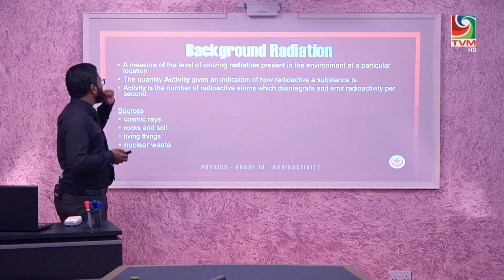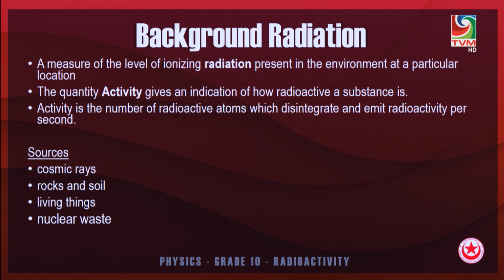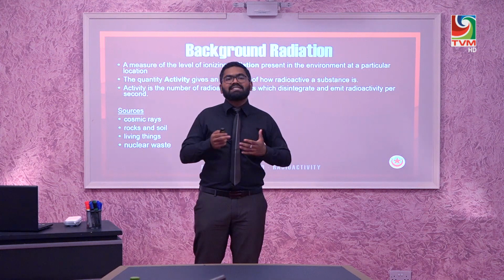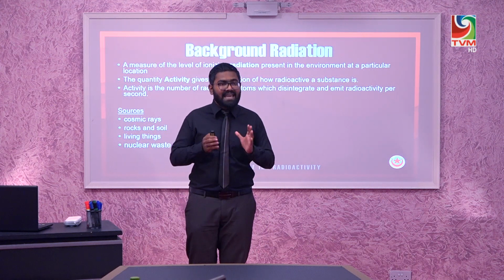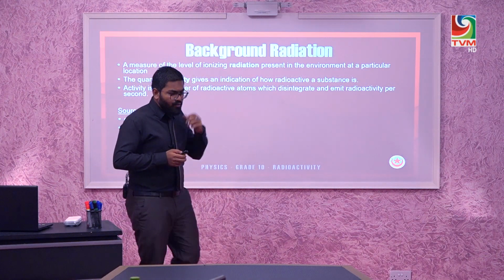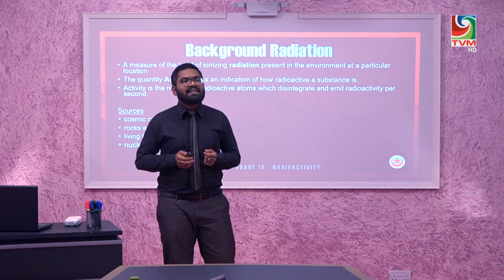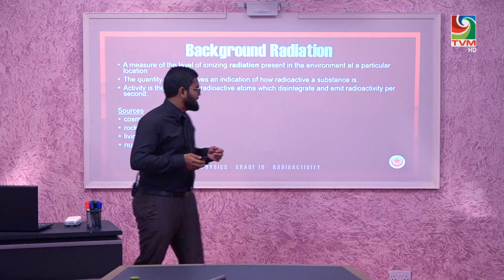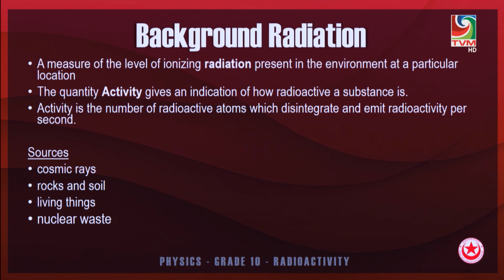The quantity activity gives an indication of how radioactive a substance is. The activity is the number of radioactive atoms which disintegrate and emit radioactivity per second. So activity is a keyword here. It's the number of disintegrations taking place every second. Please do remember this keyword, activity. Now you might be thinking, where are we getting this background radiation from? There are multiple sources, and I have listed some here. Number one, as you can see, it's cosmic rays.